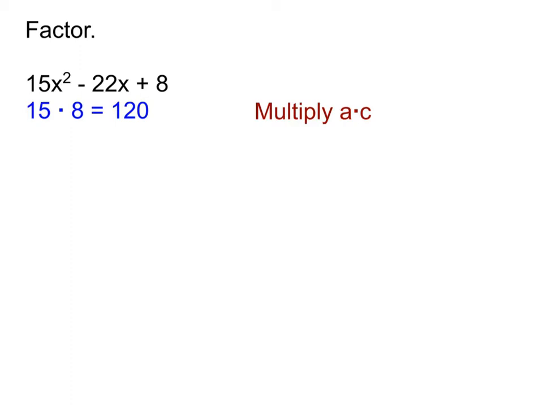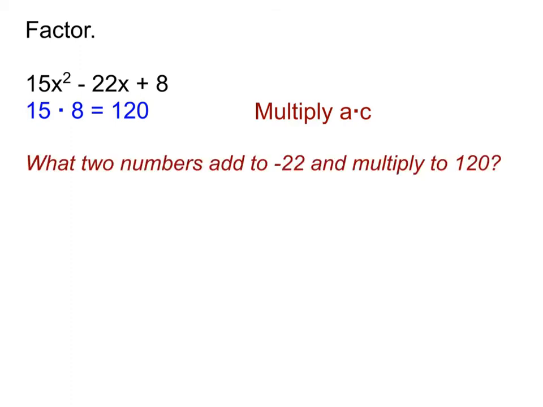Yep, you're going to figure out what two numbers multiply to 120, so what multiplies to our AC value, but adds to our B value, our negative 22. So now again, work ahead and figure out what two numbers add to negative 22 and multiply to a positive 120.